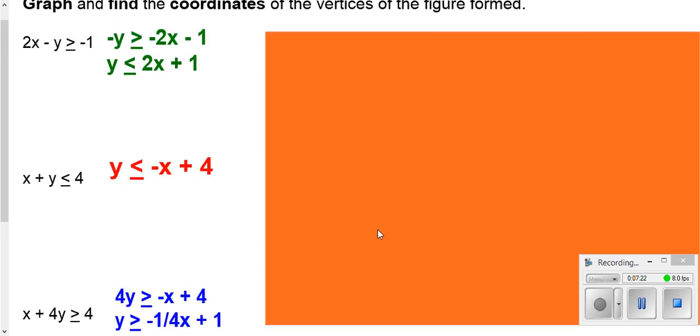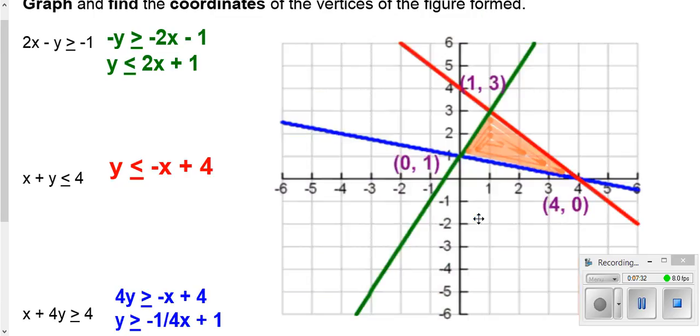Now, when you graph all three of these on your axes, we're only going to be shading where all three overlap. Well, when you do that, once again, here's our green line, starting at a height of 1, up 2 over 1, up 2 over 1. Our red line at a height of 4, negative slope of 1, so down 1 over 1, down 1 over 1, and so on. Bottom one, start out at a height of 1, and then down 1 over 4, down 1 over 4. And so we just get this triangle.